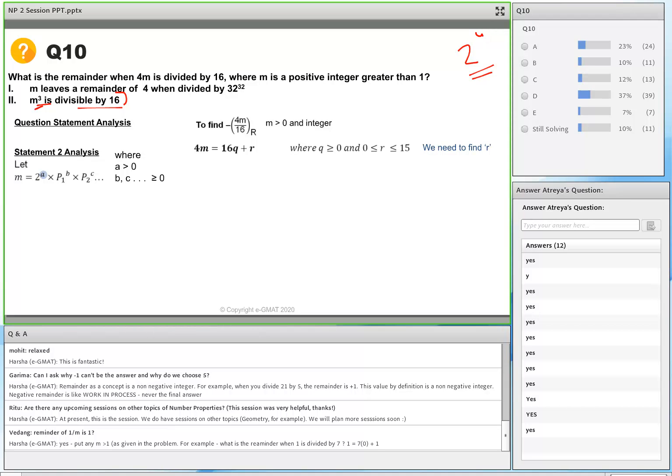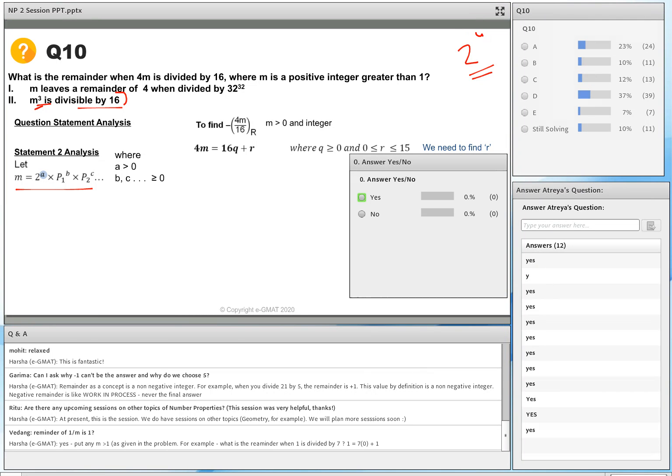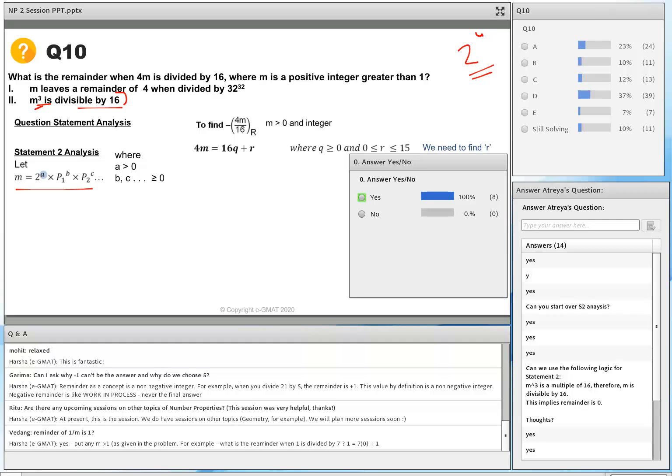Now, any number in the number system can be written in the form of its prime factors to the power of their exponents. Any number in the number system can be represented in its prime factorized form. Again, I told you that 24 is divisible by 3 because 3 is present inside 24, right? The same thing over here. M to the power 3 is divisible by 16. That means m to the power 3 has a 16 inside it, right? So it has a 2 to the power 4 inside it.